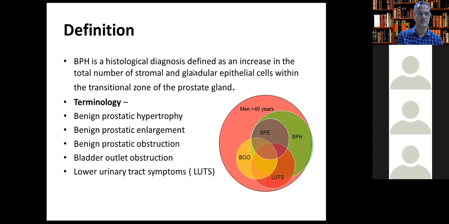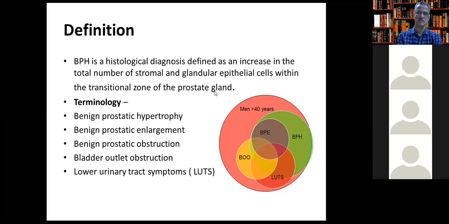So, by definition, benign prostatic hyperplasia is a histological diagnosis in which there is an increase in total number of stromal as well as glandular epithelial cells within the transitional zone of the prostate gland. The various terminologies associated with BPH are benign prostatic hypertrophy. Benign prostatic hypertrophy is an old term for benign prostatic hyperplasia, which describes the increase in cell size alone rather than increase in the cell number.